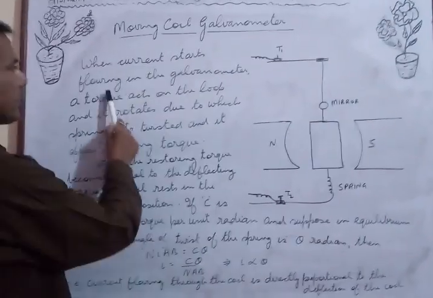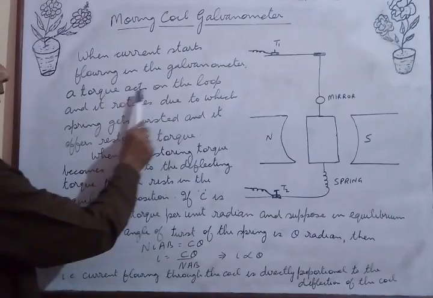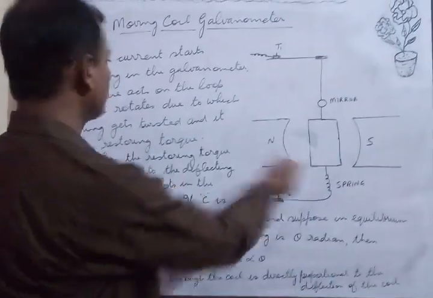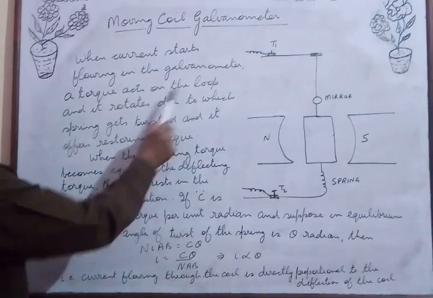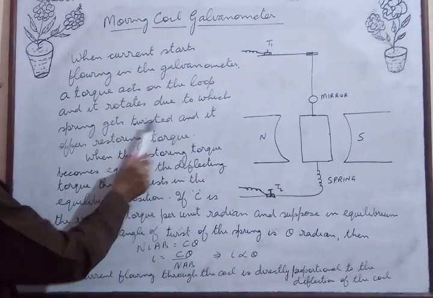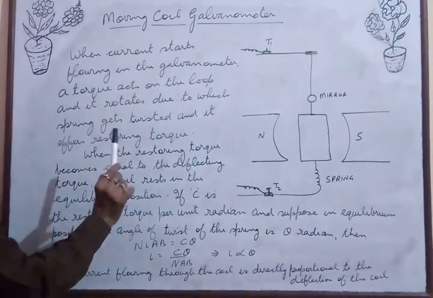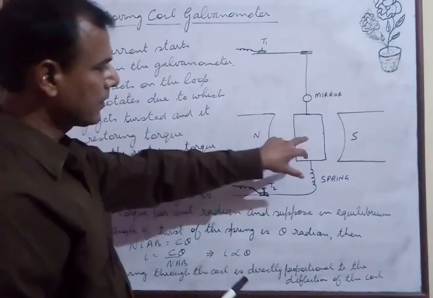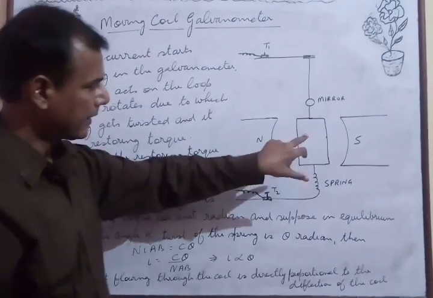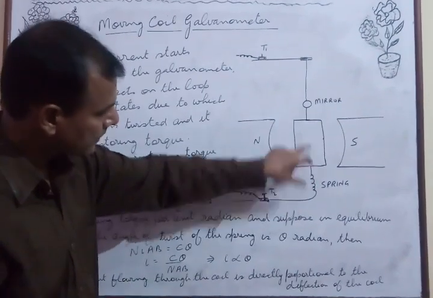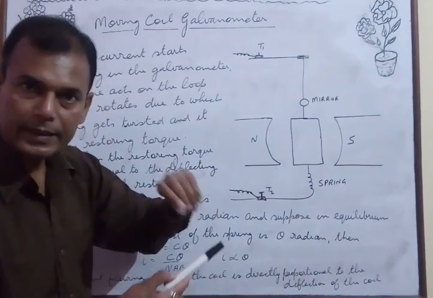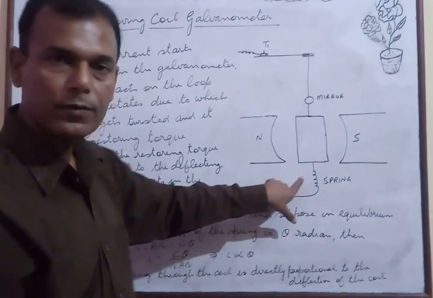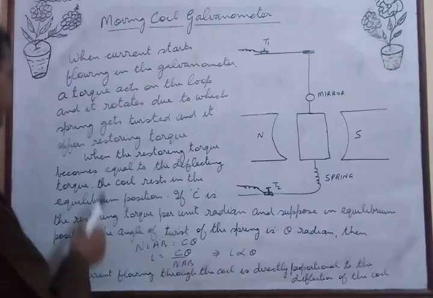When current starts flowing in the galvanometer, a torque acts on the loop and it rotates, due to which a spring gets twisted and it offers restoring torque. Due to flow of current, a torque acts on it and it starts rotating, due to which the spring attached here gets twisted and starts offering restoring torque.